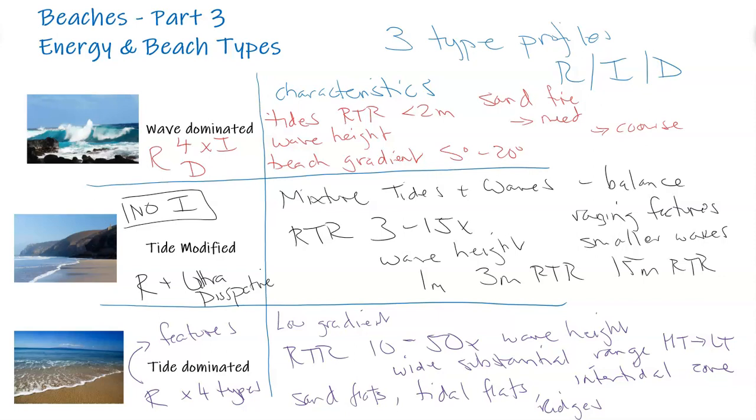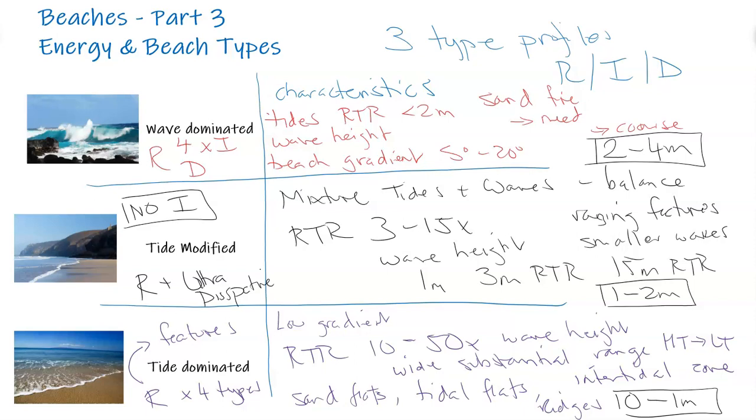And the rule of thumb with the wave height, which will either be reflective, intermediate, or dissipative, is that wave dominated obviously has the largest waves. Wave heights that are 2 to 4 meters on average. With tide modified, you're looking at the 1 to 2 meter average wave height for the breakers. And obviously 0 to 1 meter for the tide dominated. So as the tides increase their influence on the energy they provide and dissipate on the coastline, the waves are going to get smaller and smaller and smaller.